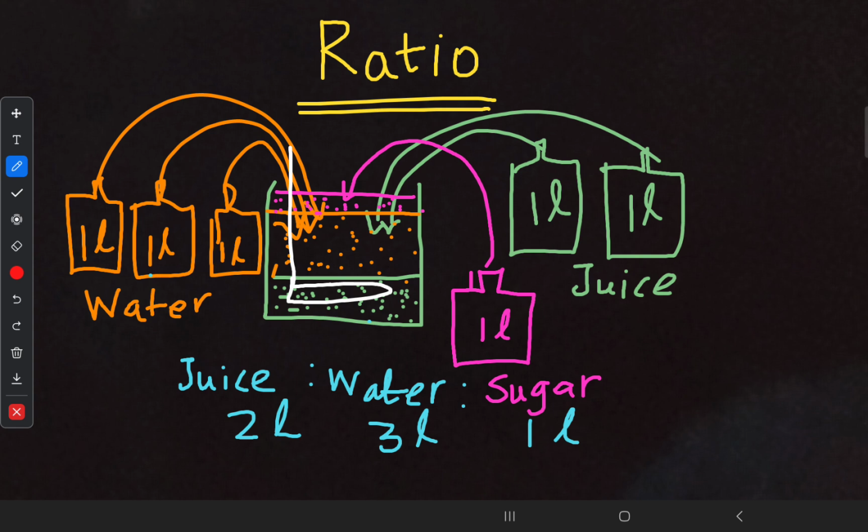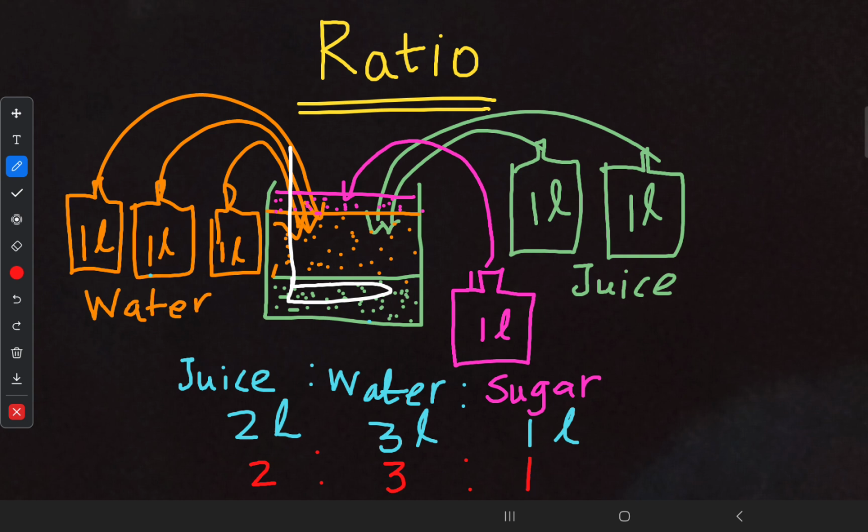While you are representing your quantities in ratios, the units should be the same. If the units are not the same, we have to use unit conversion to get our answer. I'll explain that while we are doing questions. So our final ratio would be 2 is to 3 is to 1.